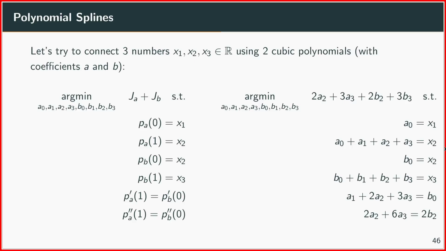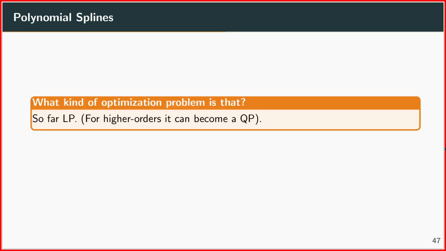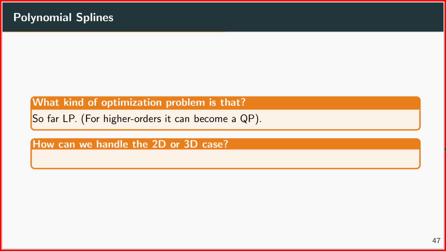Yeah, that's correct. The input here is a and b, so that would be our x, and there are no quadratic expressions of a and b. This gives you a hint that this is a linear program. For higher orders, this can become a QP, quadratic program. But for the thing which we just saw here, it's an LP.